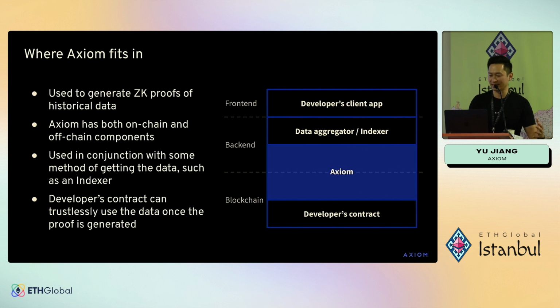So where does Axiom fit in this whole stack, right? You have the front end, which is your client app, and then on the back end you have a data aggregator or indexer. That could be anything like Alchemy, Covalent, QuickNode, et cetera. And then between the backend and the blockchain itself sits Axiom. We have off-chain and on-chain components. Then we send a callback to the developer's contract, and the developer can then process that data in whatever way they see fit.